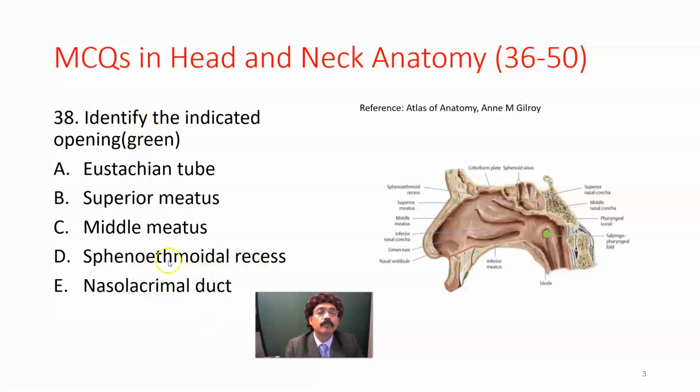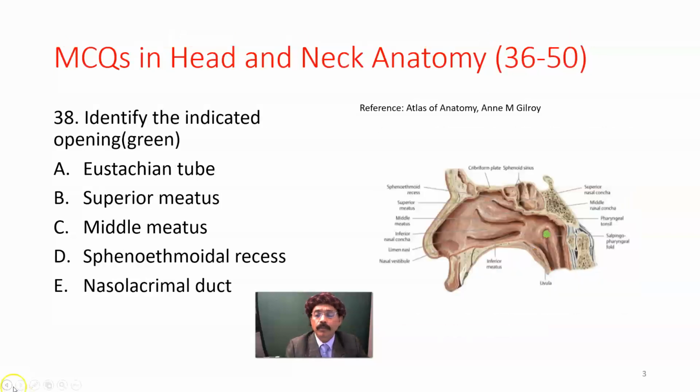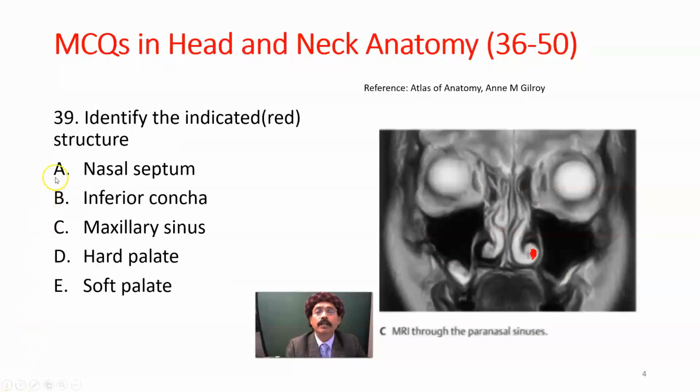So our answer should be eustachian tube. You can say the nasopharyngeal opening of the eustachian tube. Eustachian tube is also called auditory tube, also called the pharyngotympanic tube. Okay, so we got 37, 38, then we got 39.